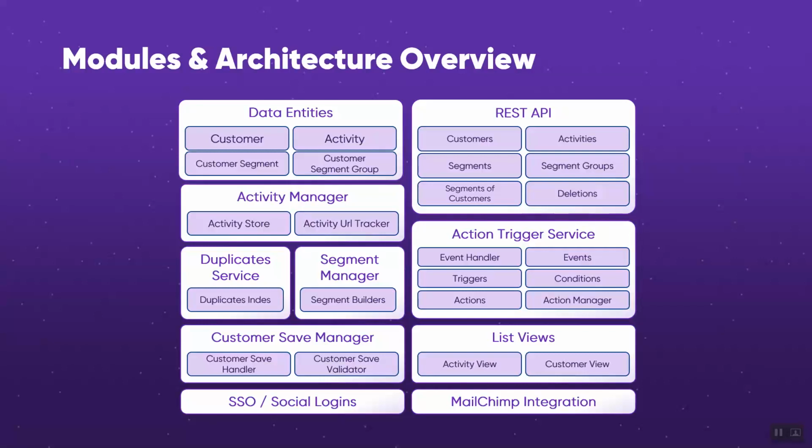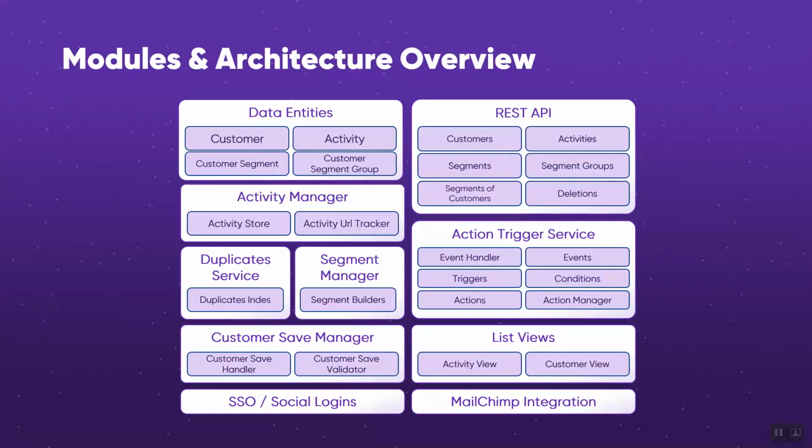The data entities are the data entities that are provided by the customer management framework. First of all, of course, the customer, which is the customer data itself, then the activity, and also the customer segment and customer segment group. Customers are Pimcore data objects. Activities are not stored as Pimcore data objects, but stored in a different way, which is managed by the activity store, which is part of the activity manager we see below the data entities.